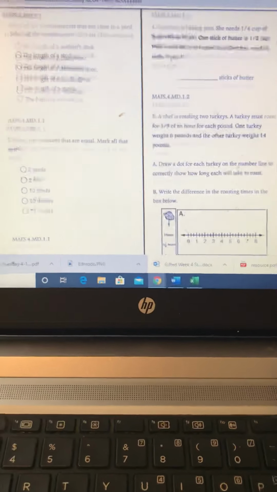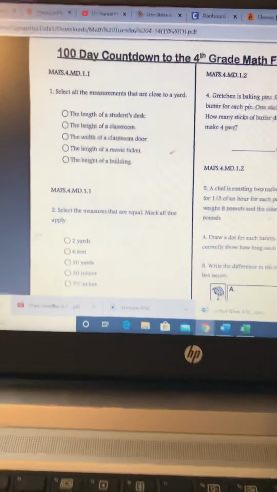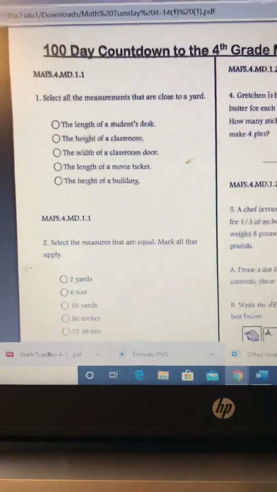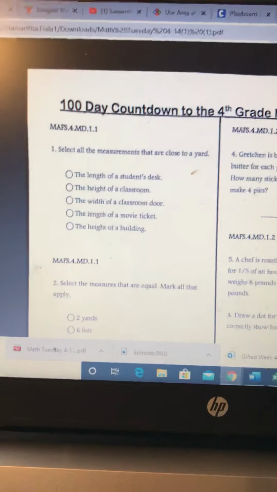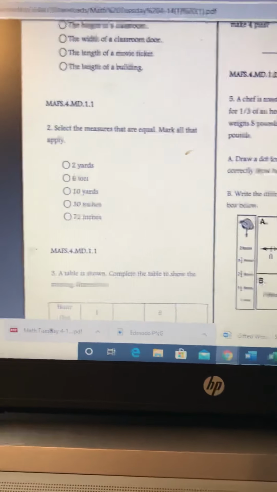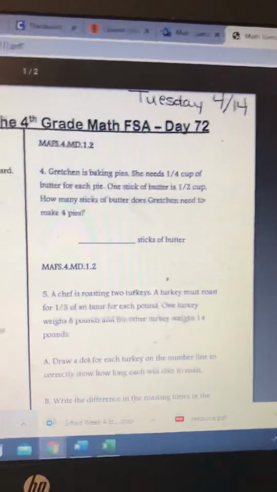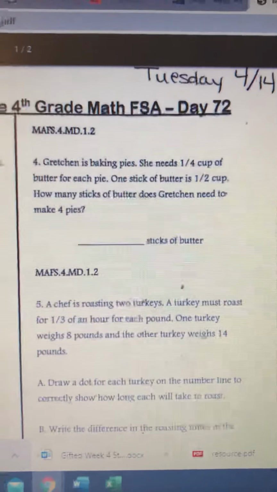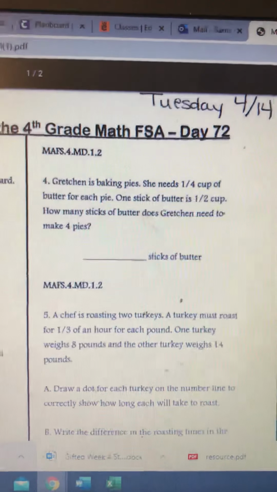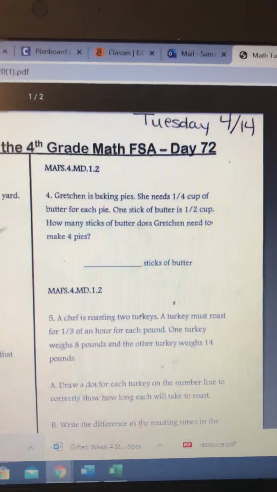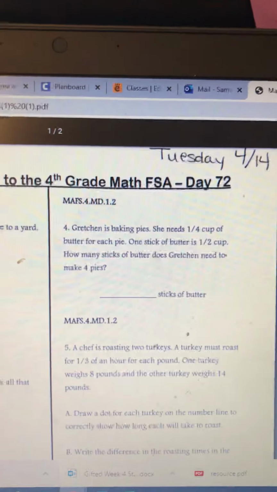Alrighty, and if we scroll at the top, I just want to go over a couple of these with you. Numbers 1, 2, and 3 all have to do with our units of measurement. So after today's lesson, you should be able to solve each of those. Number 4 is a little tricky. It says Gretchen is baking pies. She needs 1/4 cup of butter for each pie. 1 stick of butter is a 1/2 cup. How many sticks of butter does she need to make 4 pies?